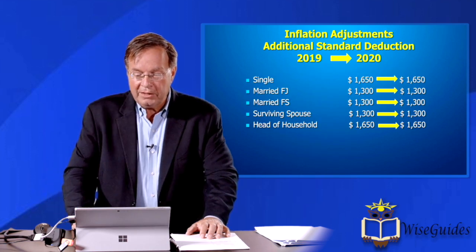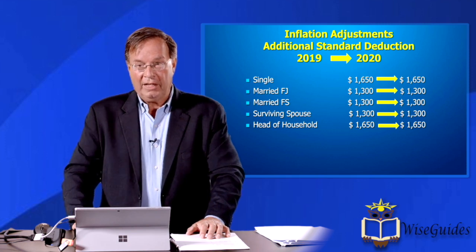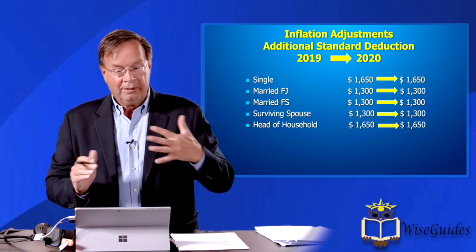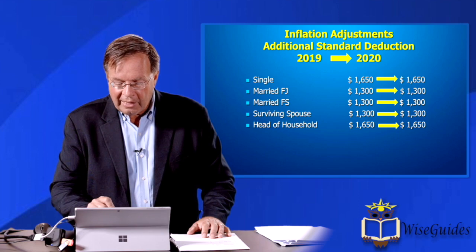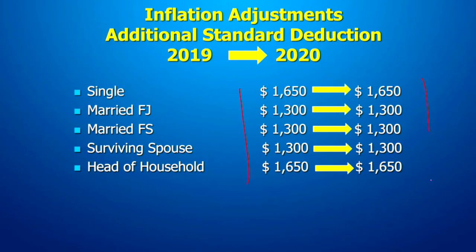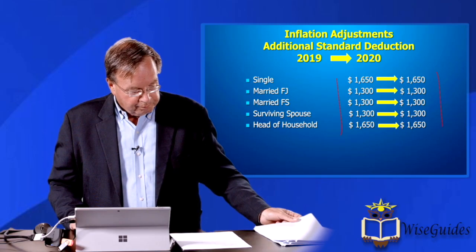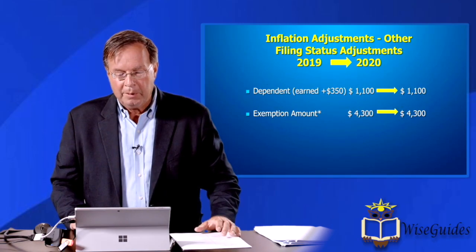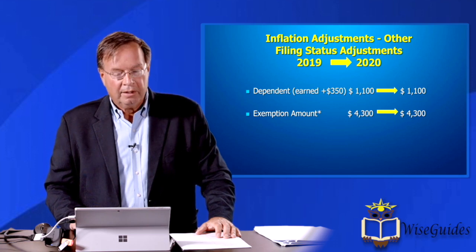The inflation adjustments, I keep this slide up because I know it's going to change next year, undoubtedly. But you will notice that the entire column here equals the entire column there. There are no changes in it. So this is an easy one to remember, that there are no changes. Now, with those numbers, and I know you have them on your PowerPoint so you can see what they are, let me give you one more adjustment, and these are for other adjustments.